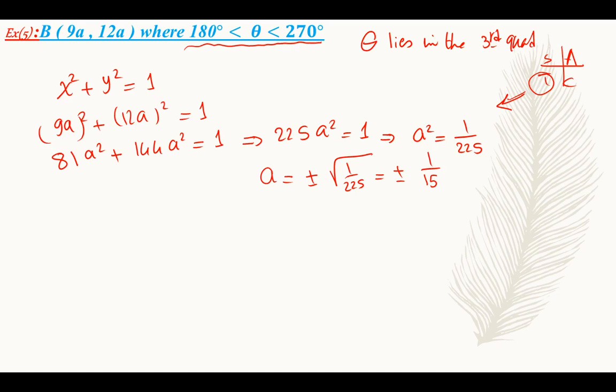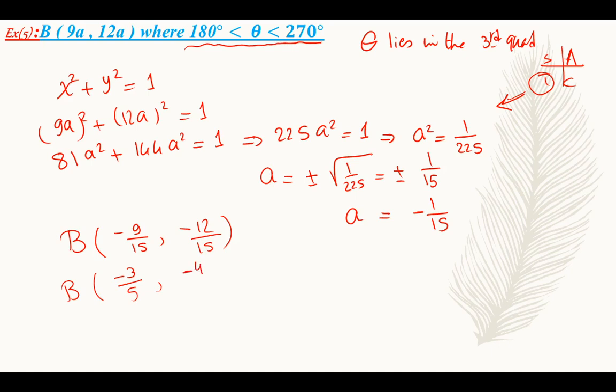Which one of them is correct? Positive 1 over 15 or negative 1 over 15? Here, cosine and sine, both of them are negative. So a will be equal to negative 1 over 15. Now you can write the point B as 9a, 9 multiplied by a, which equals negative 9 over 15, and 12a will equal negative 12 over 15. Put it in the simplest form: B equals negative 3 over 5 and negative 12 over 15, divided by 3, it will equal negative 4 over 5.